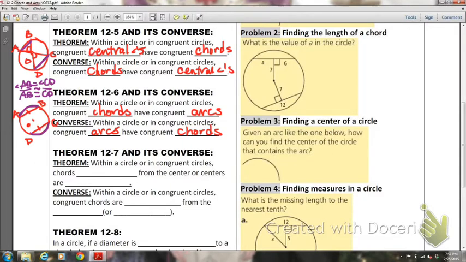So we'll write that below here. If we have chord AB, which is the segment, it's congruent to chord CD, then that means that arc AB is congruent to arc CD. And the converse of that is also true.